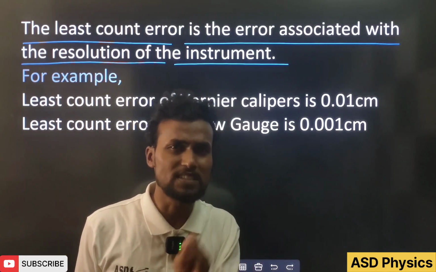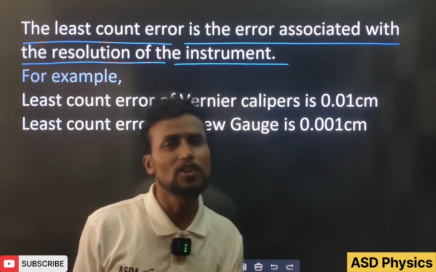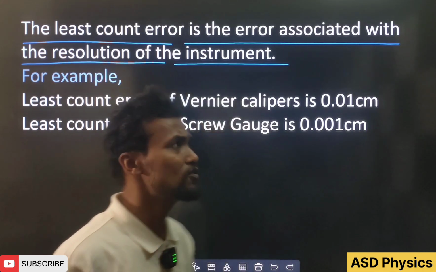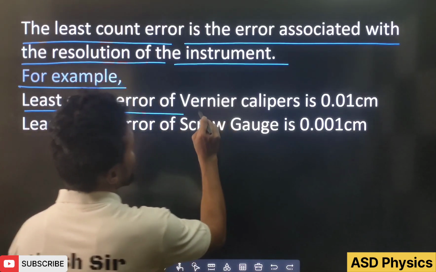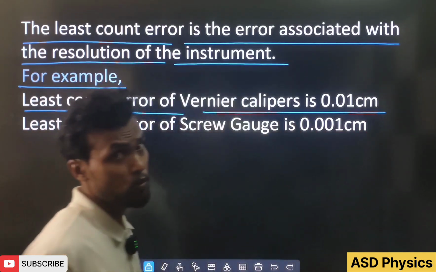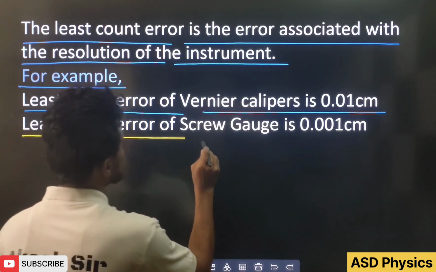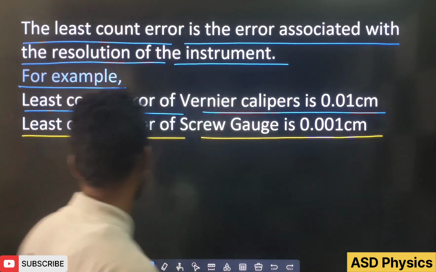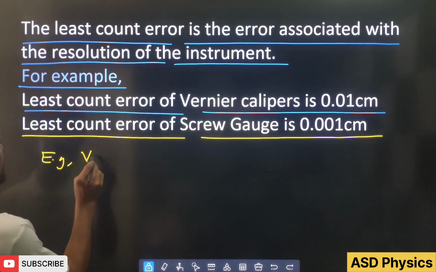Sometimes in place of precision they will put the error, in place of resolution they will put the error, in place of least count they will put the error. When you solve multiple questions, you can understand very easily what is the demand of the question. See, for example, least count error of vernier calipers, how much? 0.01 centimeter, as I have told you very well. Similarly, least count error of screw gauge is how much here? 0.001 centimeter.